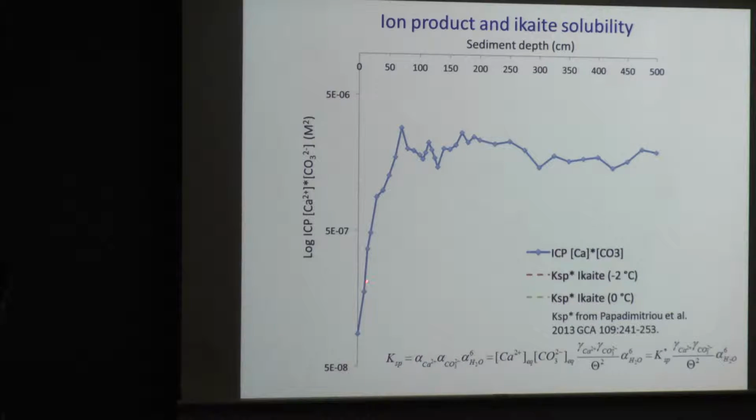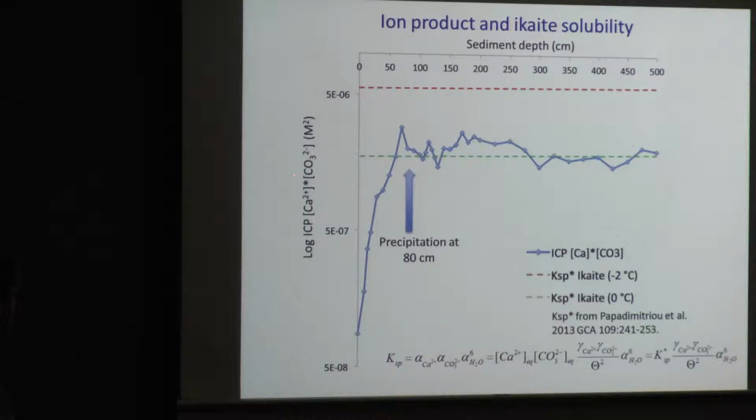So if we just take a look at the product of calcium and carbonate in our system, the carbonates, by the way, we got from pH and total alkalinities that we've measured. And we see that this increases until 70 centimeters, and then at 80 centimeters we see a decrease. So that drop suggests incipient precipitation of a calcium carbonate. And if we plot on this the solubility limits suggested from Papadimitriou, we see at -2 degrees, this would be saturation, and at 0 degrees, we would just be supersaturating the system in what looks like equilibration.